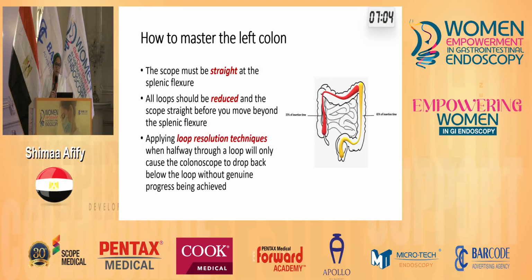If we cross the sigmoid colon, we will then have difficulty with the splenic flexure. If you want to reach the splenic flexure very easily, the scope should be very straight, by reducing any loop you have. With the loop resolution technique, if you start and don't finish loop resolution and you continue to advance, you will have more looping. So it will make your job harder if you don't reduce the loop very early.